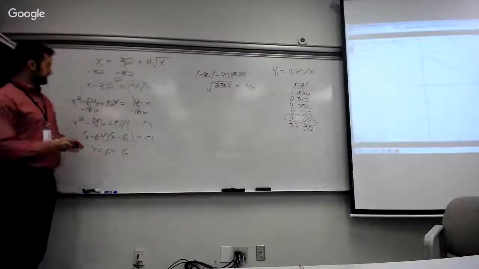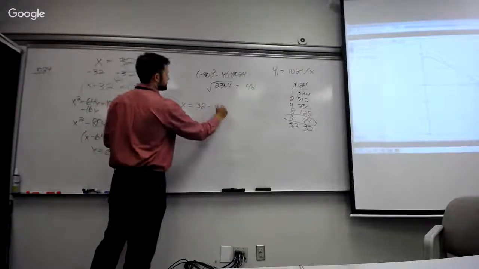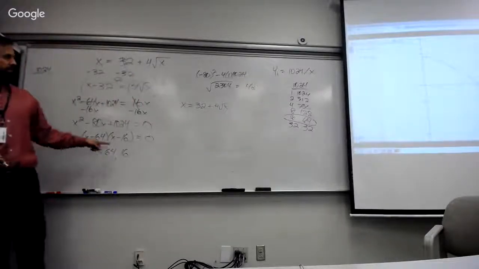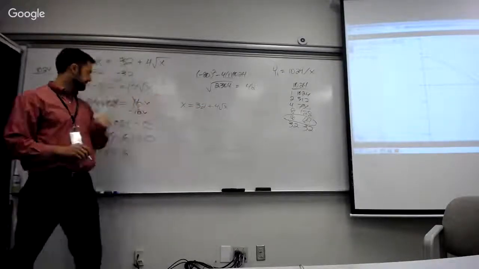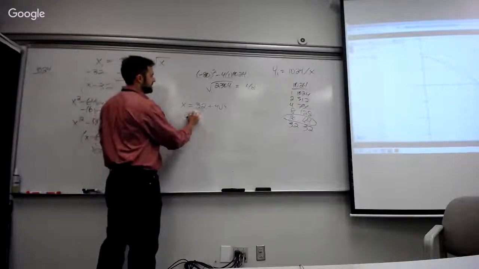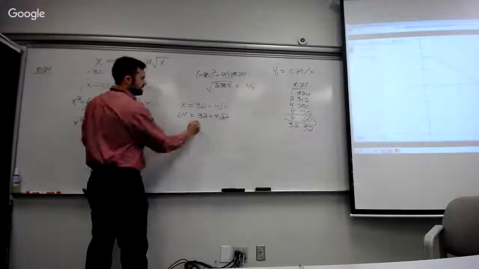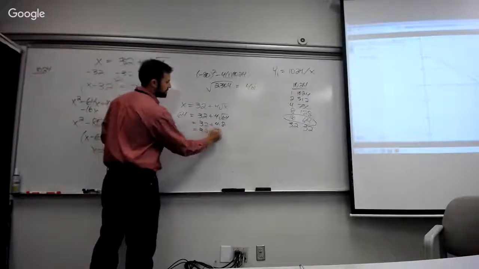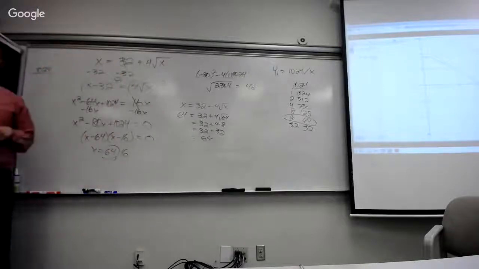The equation was x equals 32 plus 4 root x. Now remember, we're only looking at the positive root of x. So let's try 64 first. Does 64 equal 32 plus 4 times the square root of 64? So that'd be 32 plus 4 times 8, which is 32 plus 32, which is 64. Is that correct? Yeah, so 64 works.